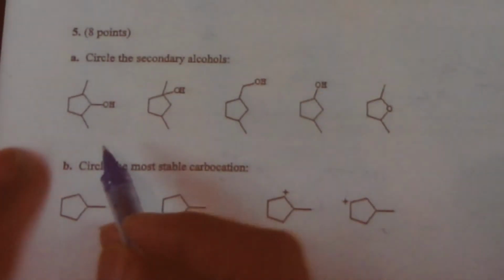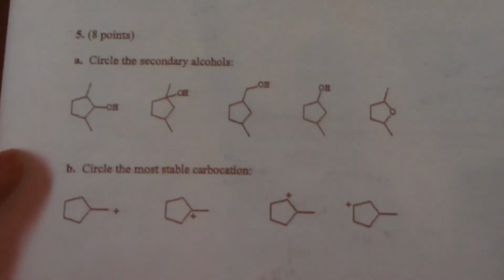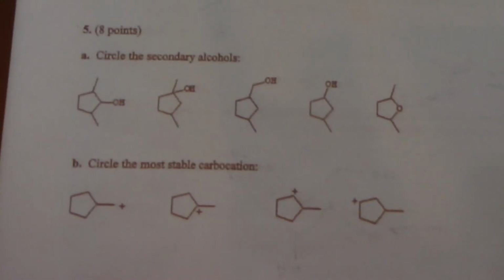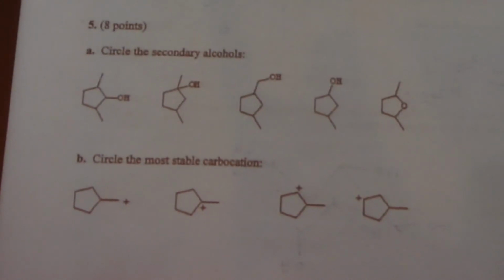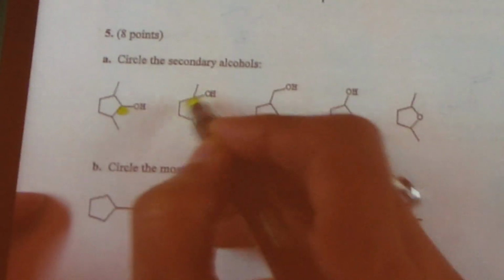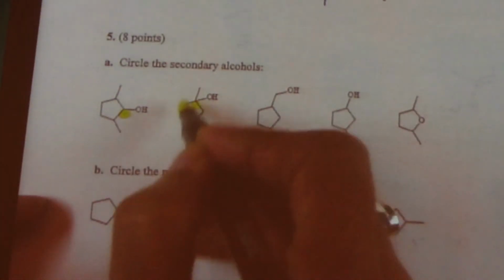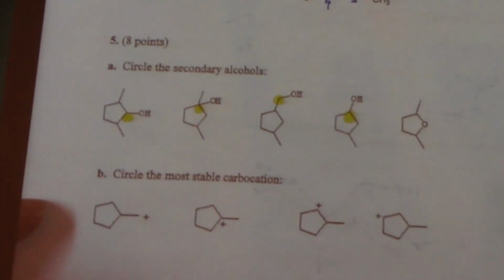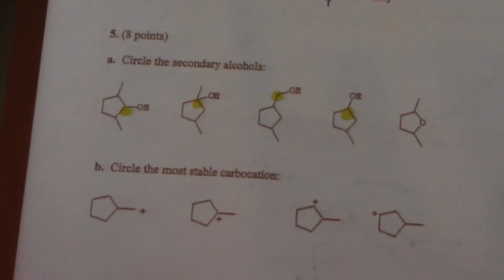The next question is very straightforward. You need to identify the secondary alcohol. So you have to focus on the carbon to which the OH group is attached. Ignore everything else. This one is the carbon which is now tertiary. This one is primary. This one is secondary. And this one is not even an alcohol.